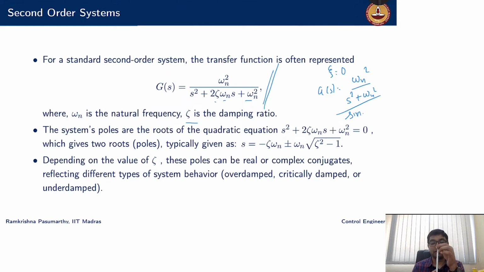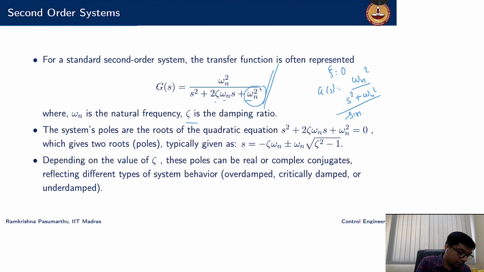Just like if I take a pendulum and leave it at its initial position, it might just keep oscillating at some frequency. When there is no friction in the system, the second order system will just oscillate and oscillate at its natural frequency defined by this omega n.